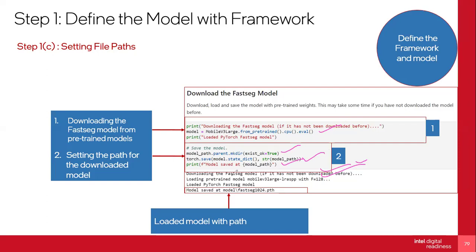So see here, the downloading, when you run this first line, model one is equal to, it's downloading, correct? And loading a pre-trained model, and loaded PyTorch FastSeg model, then the model has been saved. So you don't need to download this. It's already given in the Jupyter notebook, whatever the code to do downloading and everything. You just need to run it, clear? But before running, you should have all the packages and files clearly in your folder. That's it. Okay.